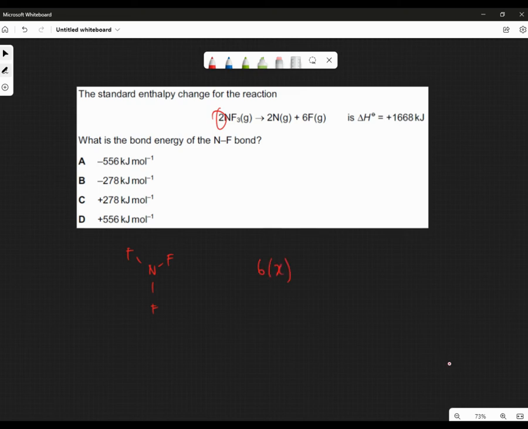Okay. And breaking 6 bonds apparently costs me 1668. So if I break 1 bond, it should be 1668 divided by 6. And I get 278. Now, a good thing to know here, bond energies are never negative, are they? So it can never be A or B. So it's got to be C or D, and the answer is C.